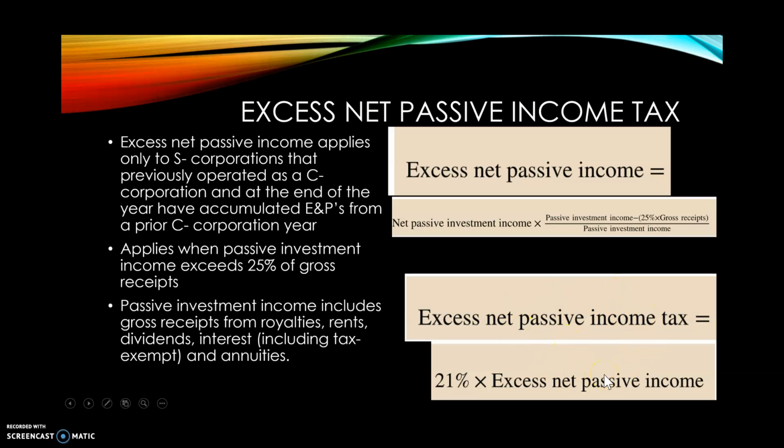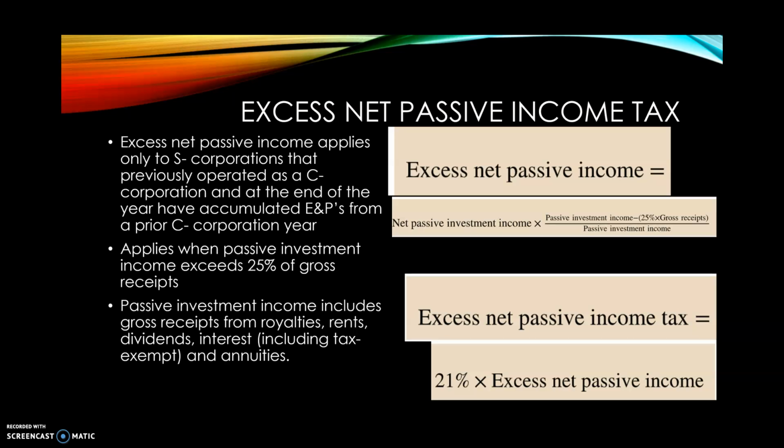The tax is levied on an S corporation that has accumulated earnings and profits from years in which it operated as a C Corp if the corporation reports any excess net passive income. This tax was created to encourage S Corps to distribute their accumulated earnings and profits.